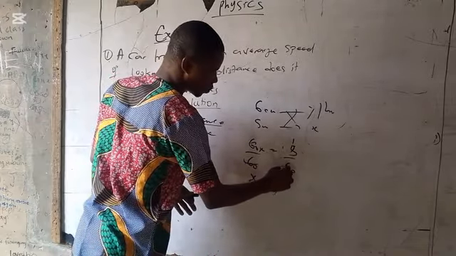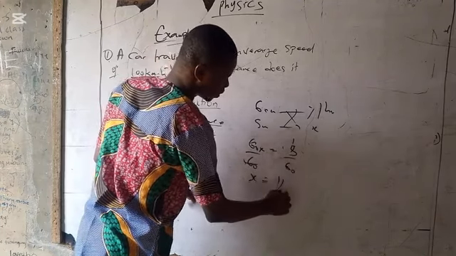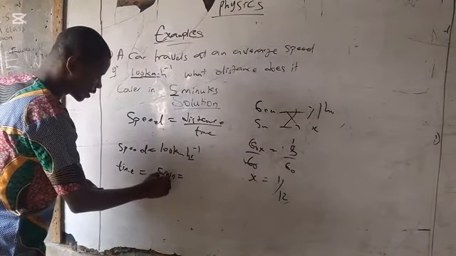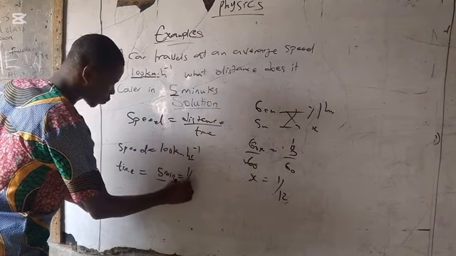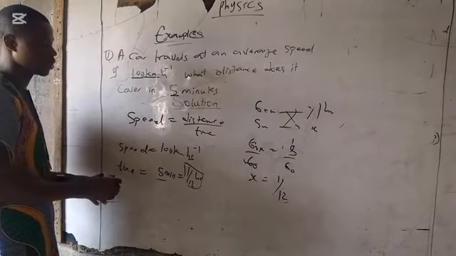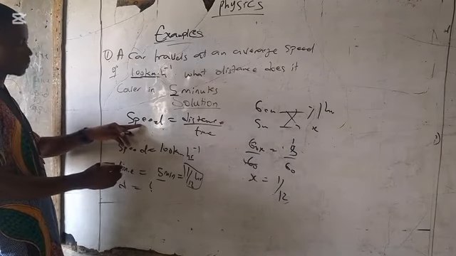Yes, 5 into 60, 1 remain 1. Yes, that is 12. So this time, if I convert it to hour, becomes 1 over 12 hour. This is what I will use instead in my calculation. Distance is what they say I should find. I don't know. But our speed is equal to distance over time.